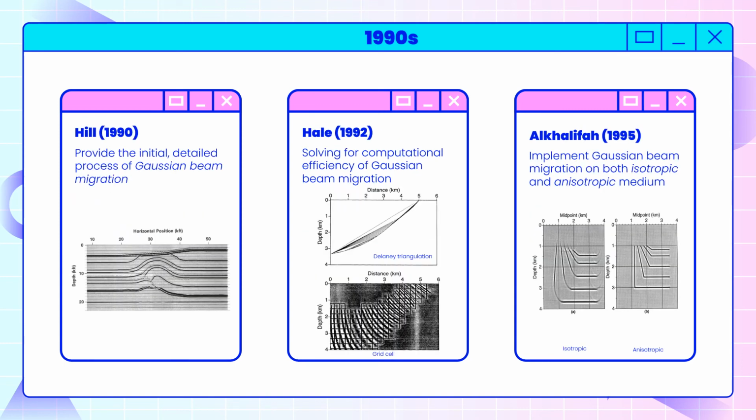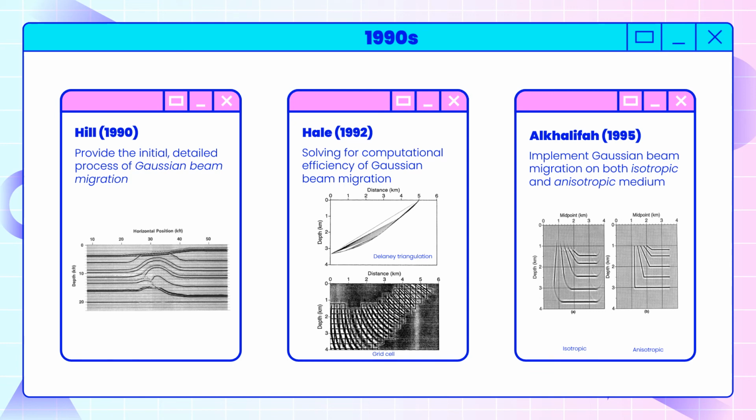Hill in 1990 provided the initial detailed process of Gaussian beam migration and laid the foundation of Gaussian beam migration. The migration involved decomposing the seismic data using the local slant stack without the sparse assumption. The migration objective is to find the set of beams that will sum to produce the recorded field propagating downward, and summing this set of beams produces the distribution of energy sources.